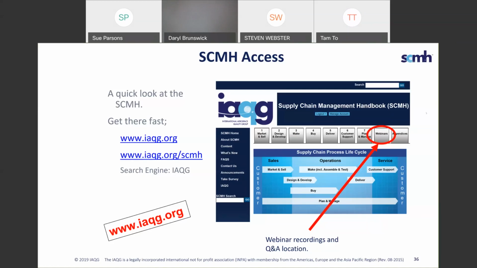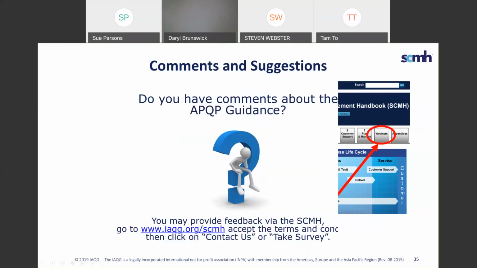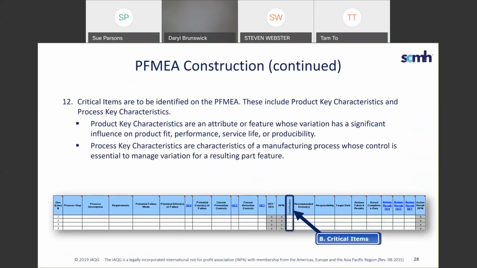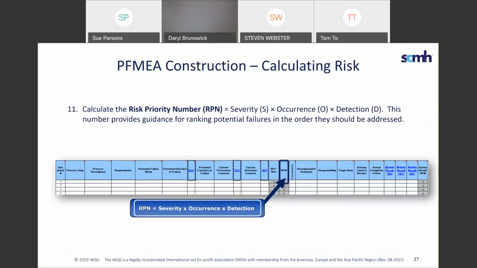Next question. 9145 requires traceability of CIs and KCs through the PFD, PFMEA, and control plan. How is that managed within the PFD and the PFMEA? Do you want me to take that one? Well, yeah, there are actually columns in each one of those templates that has a classification. You can go to the how-it-all-fits-together graphic real quick if you want. That's on slide 30.